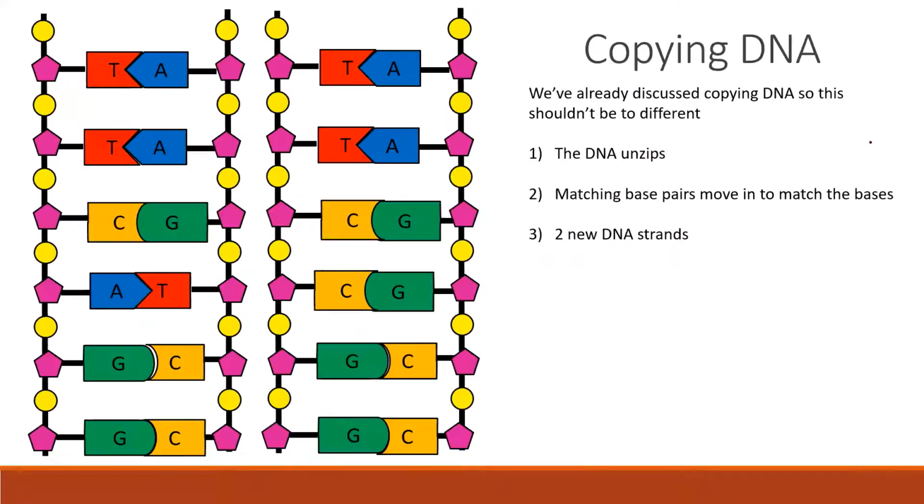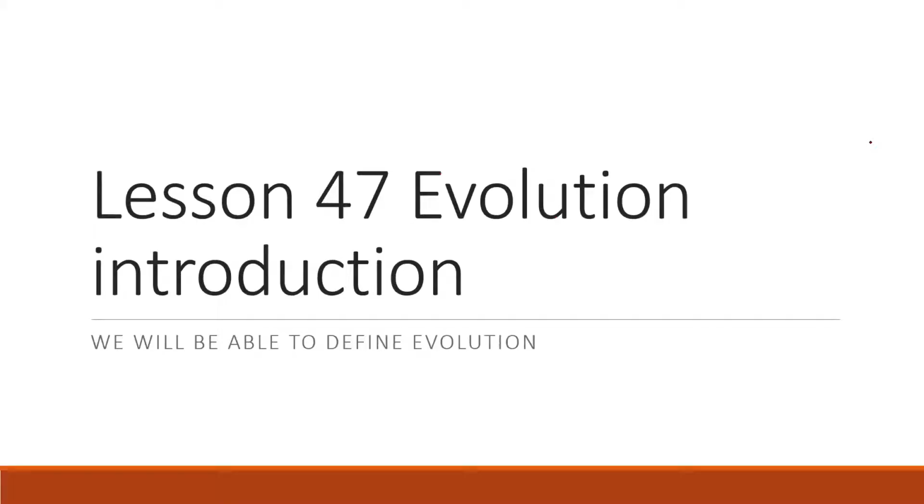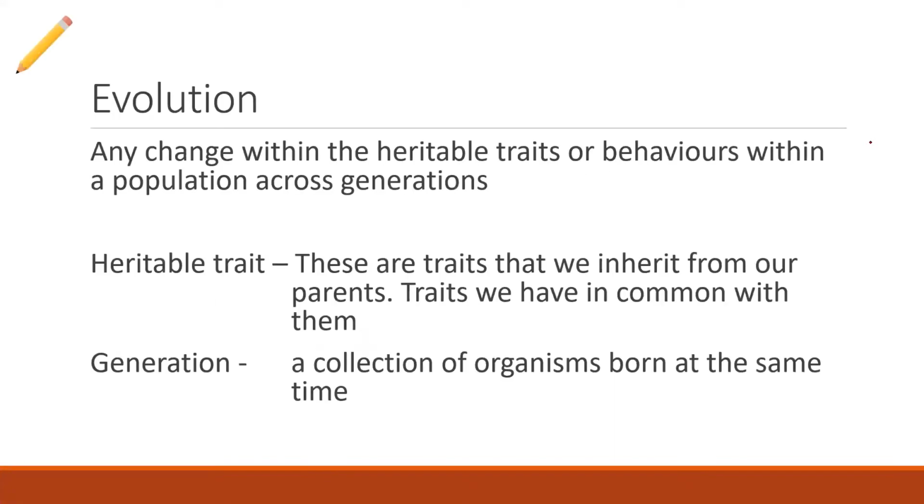Before we get into this, let's talk about what we did last time. Last lesson we were talking about evolution. We started off wanting to get a definition of evolution. Evolution is a change within the heritable traits or behaviors within a population across generations. What that means is that it's a change in traits over time, but it's within a population, so within a large number of animals, not an individual, but a group of animals, across generations, over a long time. So lots of animals or lots of organisms.